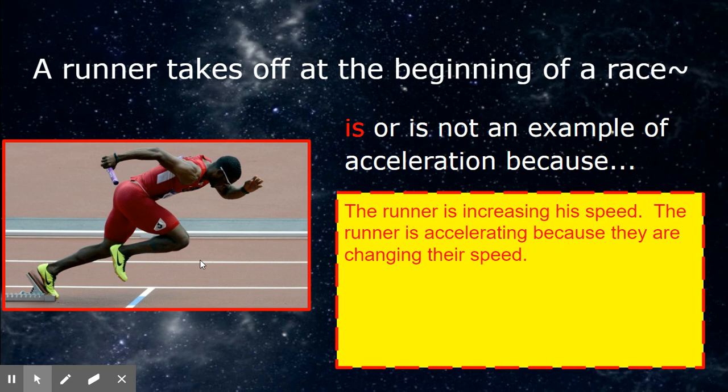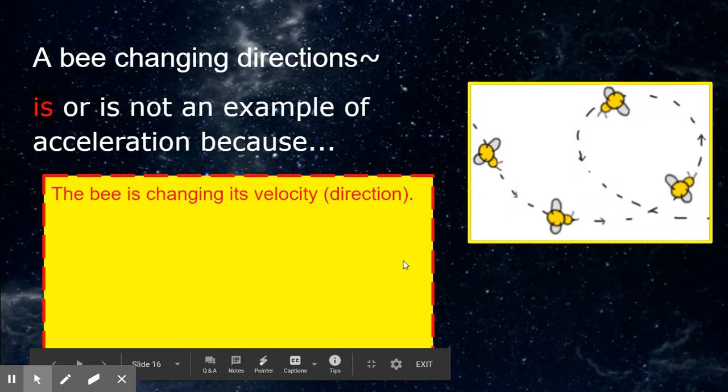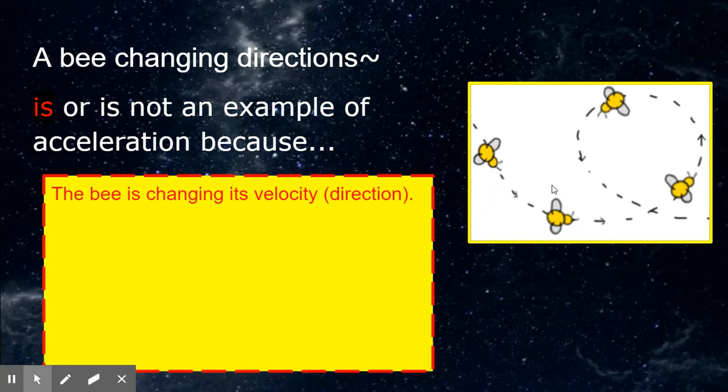A runner takes off at the beginning of a race. This is an example of acceleration because the runner is increasing his speed. The runner is accelerating because they're changing their speed. A bee changes directions is an example of acceleration because the bee is changing its velocity, its direction.